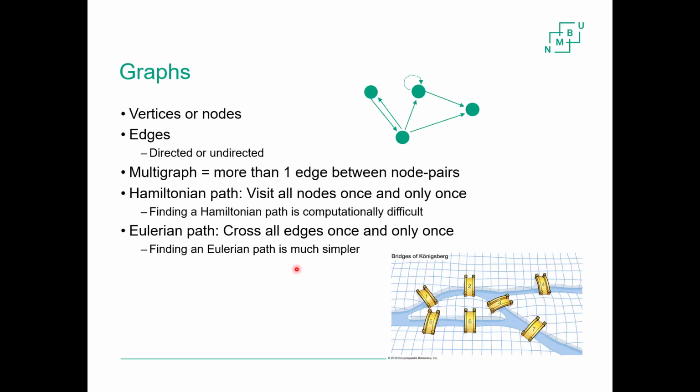And this is exactly what we are looking for when it comes to these De Bruijn graphs that we will see shortly. Finding the Eulerian path in the De Bruijn graph is actually solving the assembly problem.